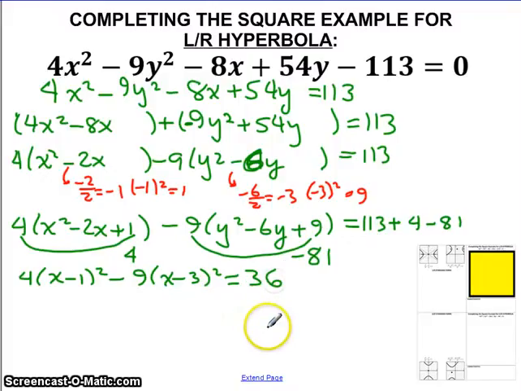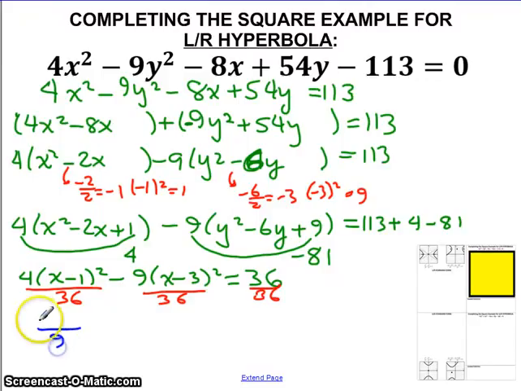36. And so once again, I'm going to divide everything by 36 so that we get the 1 on the right side. And so let's go ahead and just do a couple steps at once here like we did with the ellipse. 4 divided by 36 is going to give me a 9 on the bottom.